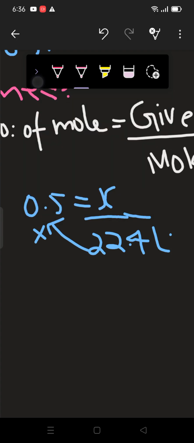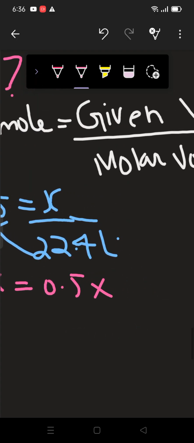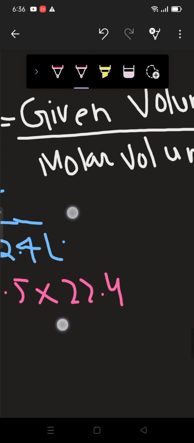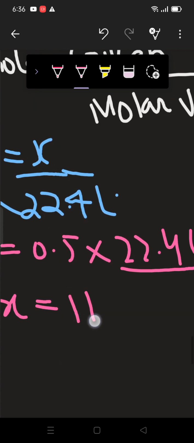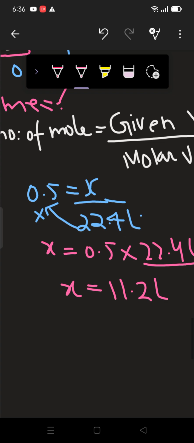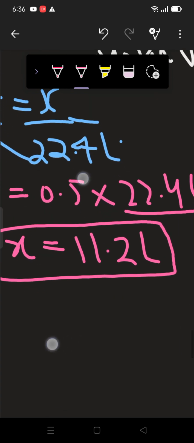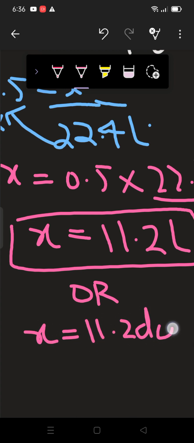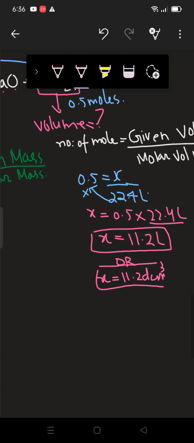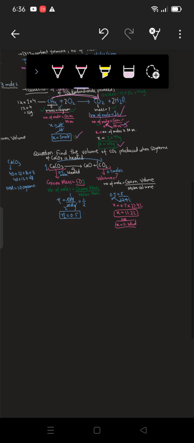So x is equal to 0.5 into 22.4 liter, means half multiplied by 22.4, this value will be reduced to the half, right? And that will be equal to 11.2 liter or 11.2 decimeter cube, or x is equal to 11.2 decimeter cube. So actually we have now calculated the volume as well.